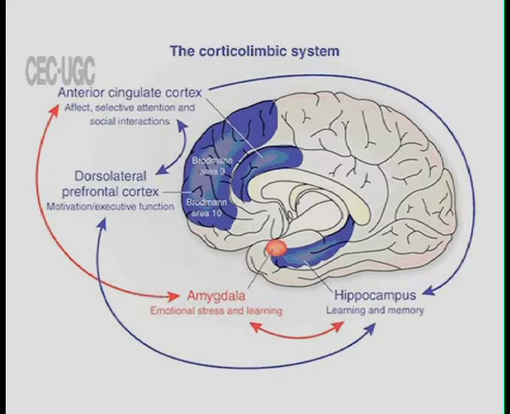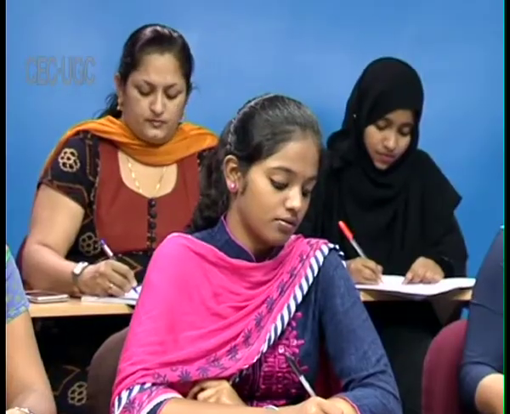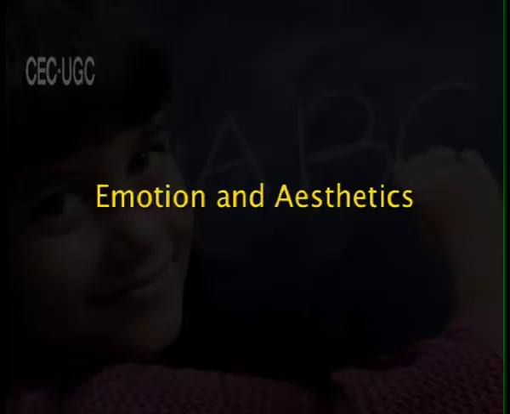The amygdala is involved in emotional stress and learning. Finally, the hippocampus is involved in learning and memory, or ability to remember and recollect. These areas of the brain seem most active during learning. However, the other areas of the brain have active roles to play as well during the process of learning. Emotion and aesthetics. When it comes to learning, emotion and aesthetics play a significant role.